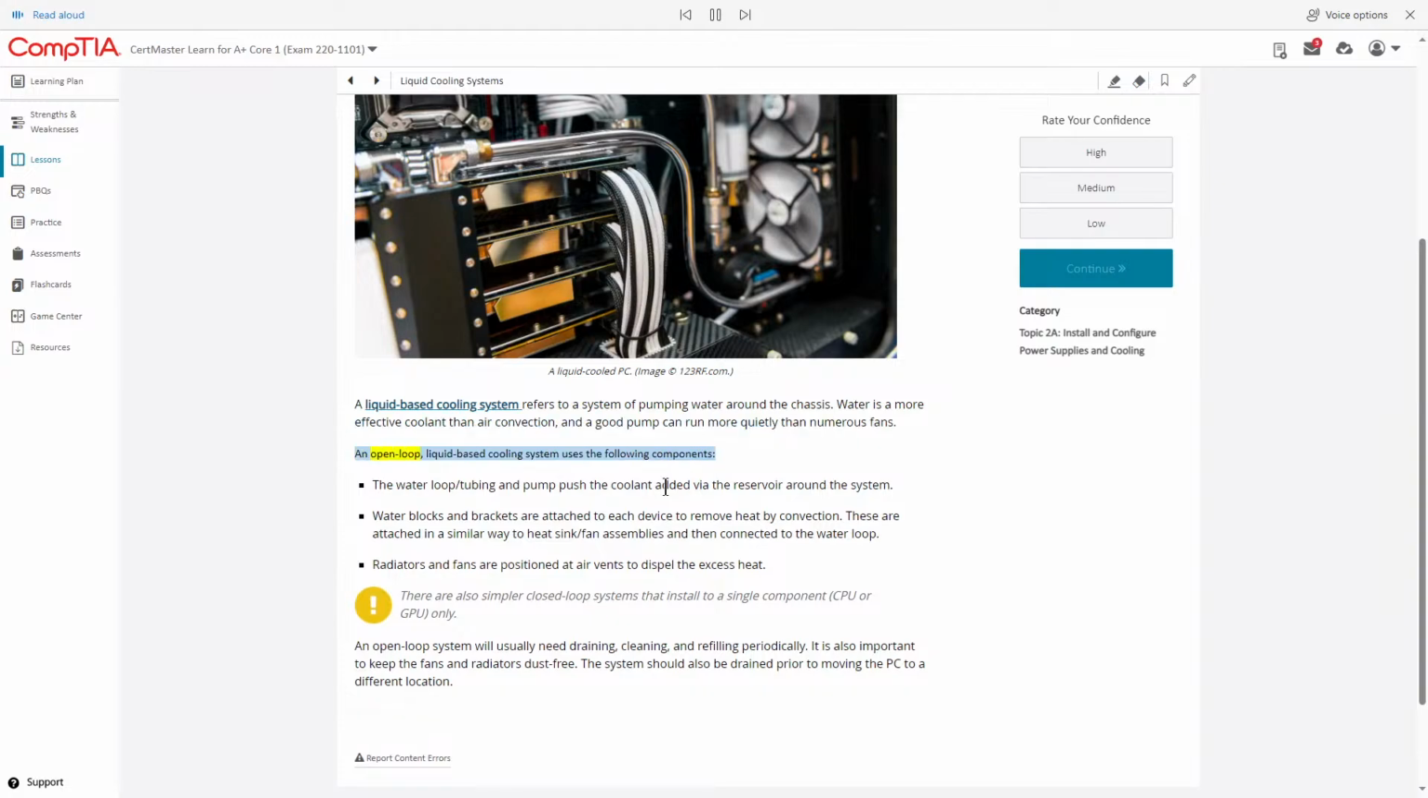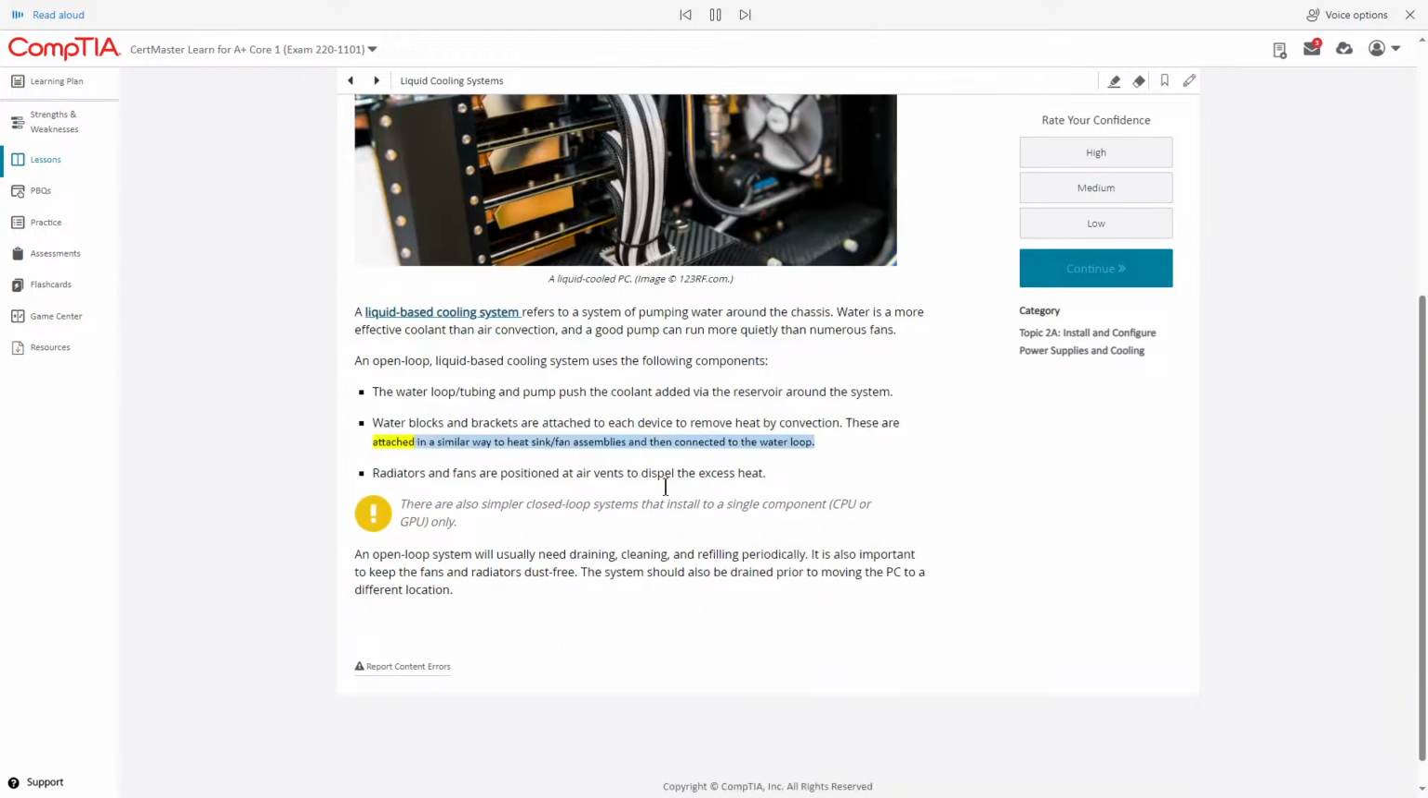An open-loop, liquid-based cooling system uses the following components. The water loop/tubing and pump push the coolant added via the reservoir around the system. Water blocks and brackets are attached to each device to remove heat by convection. These are attached in a similar way to heat sink/fan assemblies and then connected to the water loop. Radiators and fans are positioned at air vents to dispel the excess heat.